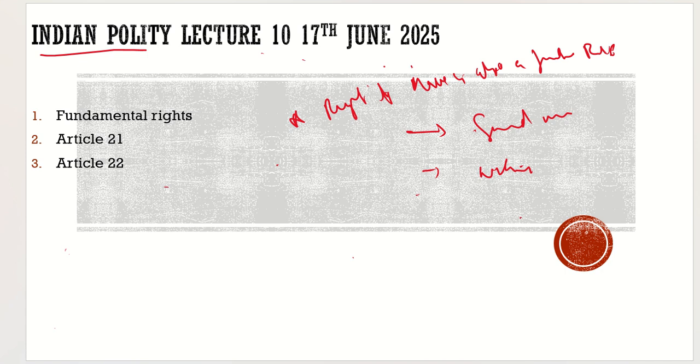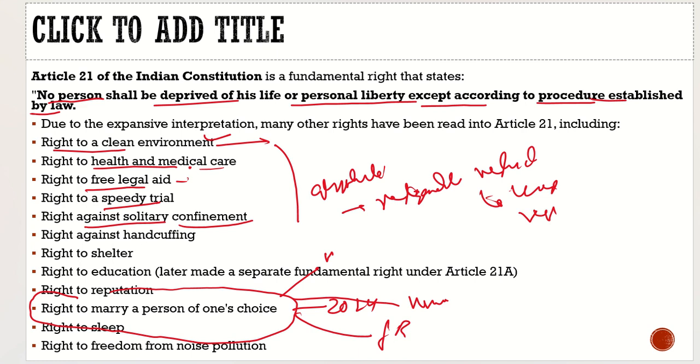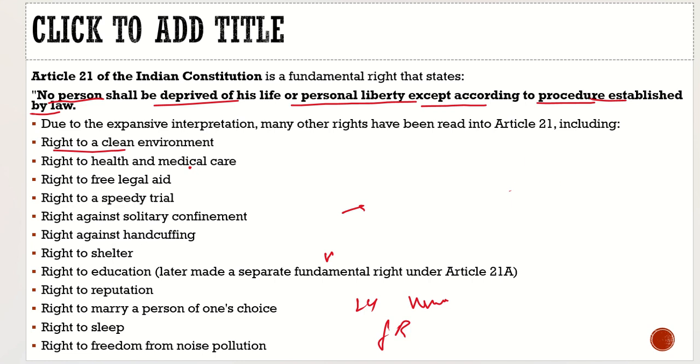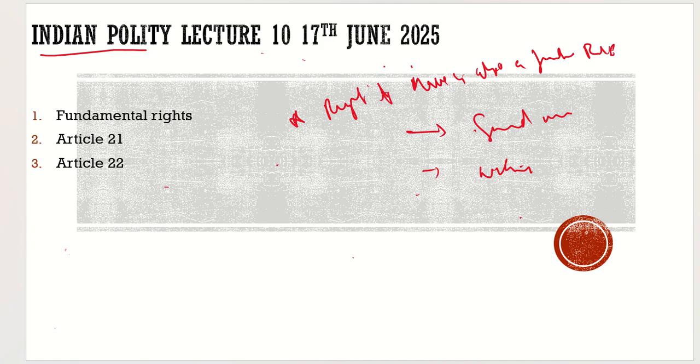Now, till now I hope you have understood article 21. Now let's move towards article 21A. Let's try to understand what article 21A says, and after that we'll move towards article 22. So till now I hope it is very clear what article 21 says. We had understood it, I hope so. If there is any confusion, please do write in the comments. We are here to help you.